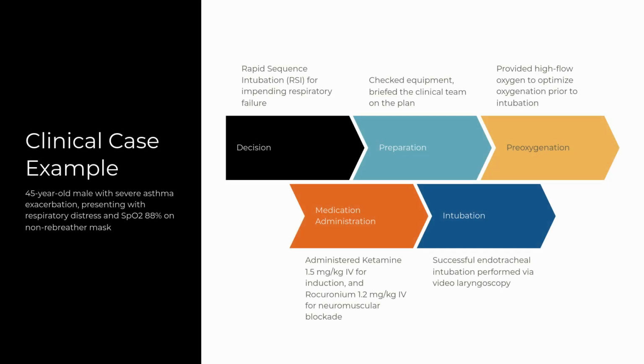Clinical case example. Here's a case. A 45-year-old man with severe asthma, unresponsive to treatment. He's in distress with an SpO2 of 88% on a non-rebreather. Respiratory failure is looming, so we choose RSI. We prepare by checking equipment and briefing the team. Pre-oxygenation uses high-flow oxygen. We give ketamine, 1.5 milligrams per kilogram intravenous, for its bronchodilator perk, and rocuronium, 1 milligram per kilogram intravenous, for paralysis. Intubation succeeds on the first try with videolaryngoscopy. The tube's confirmed with capnography, secured, and we start mechanical ventilation.